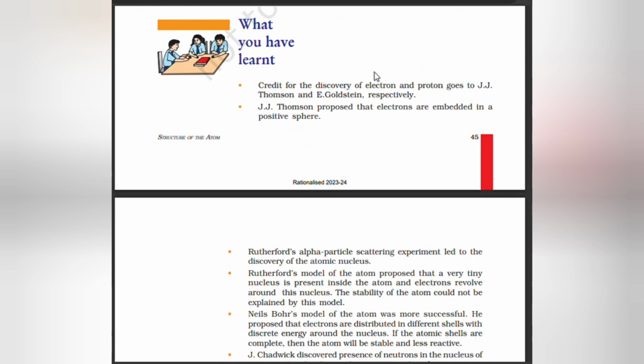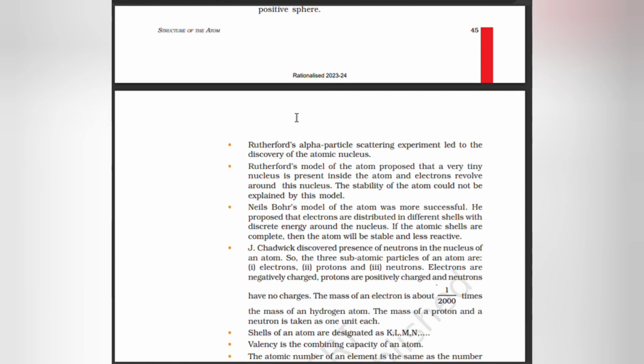Credit for the discovery of the electron and proton goes to J.J. Thomson and E. Goldstein respectively. J.J. Thomson proposed that electrons are embedded in a positive sphere. Rutherford's alpha particle scattering experiment led to the discovery of the atomic nucleus. Rutherford's model of the atom proposed that a very tiny nucleus is present inside the atom. Electrons revolve around the nucleus. Stability of an atom could not be explained by this model.